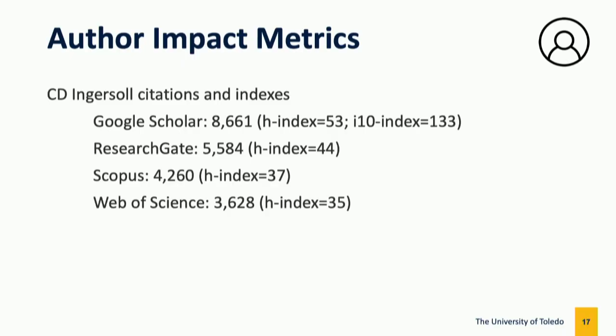The I-index is an interesting index. It's produced out of Google Scholar. And what it measures is the number of papers an author has published that have received at least 10 citations. So C.D. Ingersoll has 133 papers with that author name attached to them that have received 10 or more citations. Whereas with the H-index, the value means there are 53 papers with at least 53 citations.